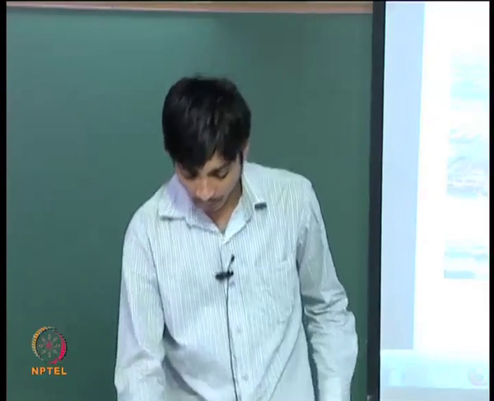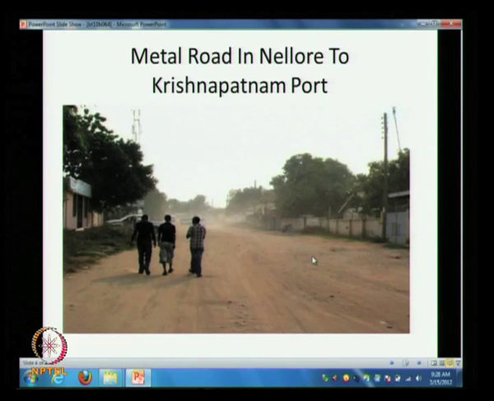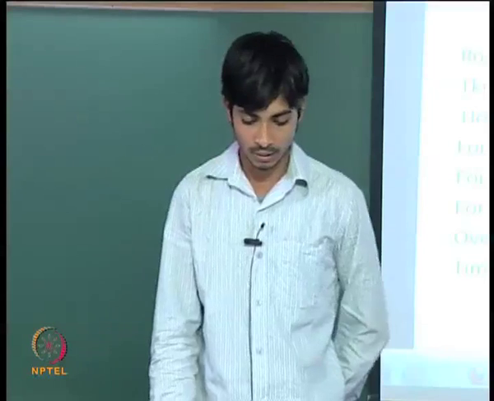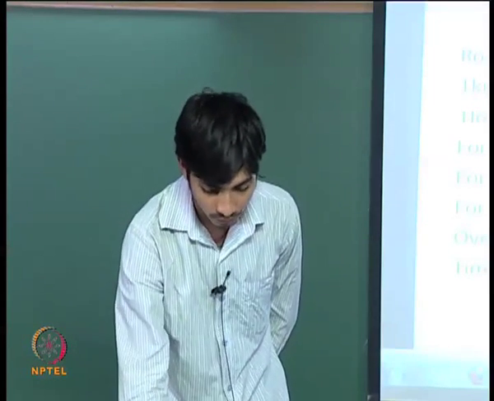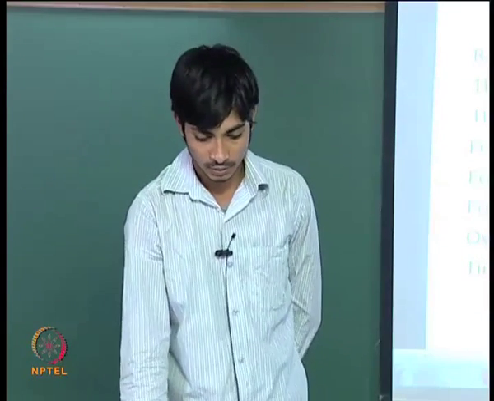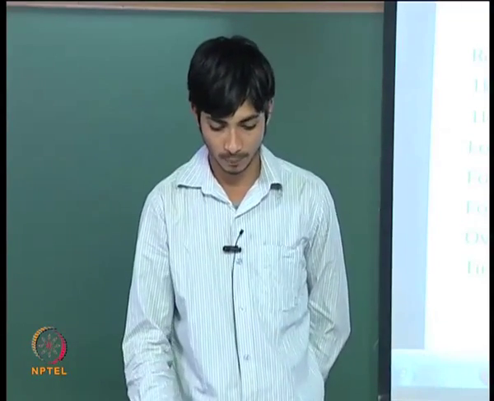That's why what I would like to say to my local leaders is to construct these roads. They are not used by people a lot, but we can construct these roads, which is almost a 10 kilometer road. It takes almost 30 lakhs budget and a time period of 3 months. When we construct this, then lorries will go through these metal roads.